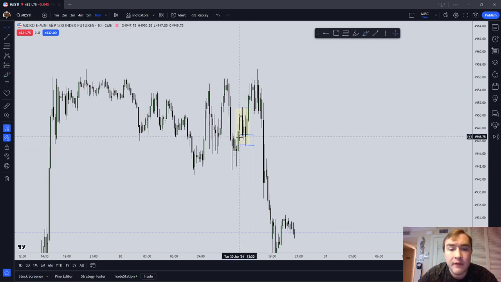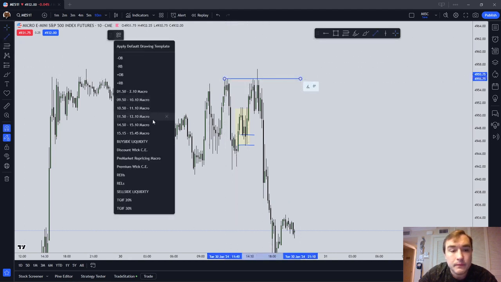Okay, so notice that we have a bullish fair value gap, buy-side imbalance, sell-side inefficiency. The market trades back into it, and then the market runs on this buy-side liquidity up here.